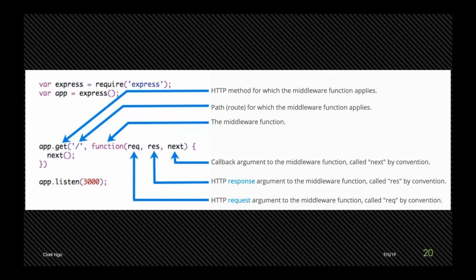So when you use this Express.js syntax, basically when you use an HTTP method like dot get, that's the HTTP method request. Then you have the path. The next one is the function, which includes the callback arguments. This one is the next, and you also have the rest of the request. And that's the definition of a middleware. Is it correct? Okay, now I got it.